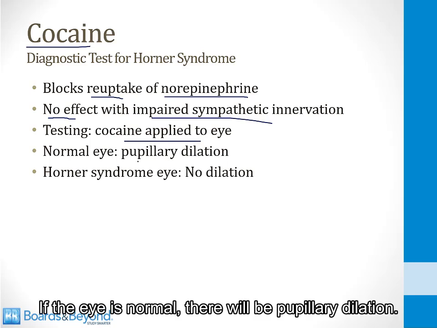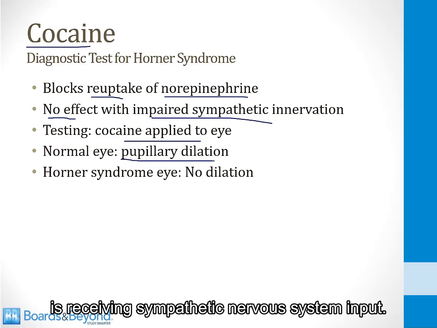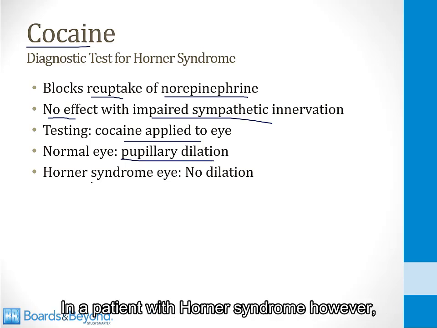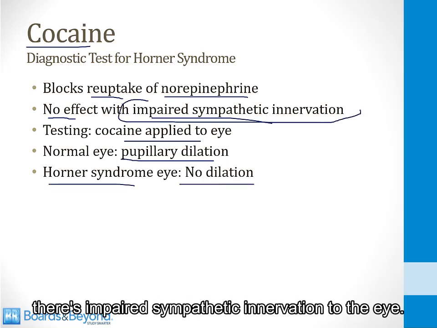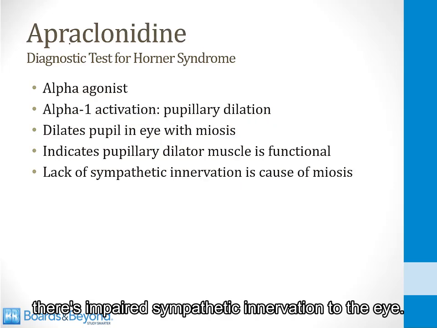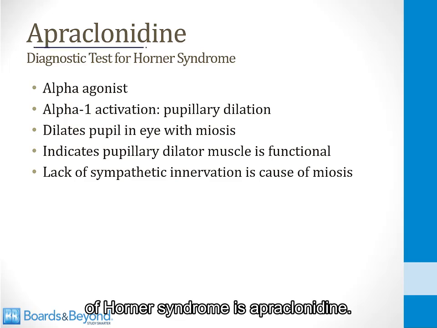If the eye is normal, there will be pupillary dilation. This means that the eye is receiving sympathetic nervous system input. In a patient with Horner syndrome, however, there will be no dilation, and that's because there's impaired sympathetic innervation to the eye. The other drug that can be used for the diagnosis of Horner syndrome is apraclonidine.